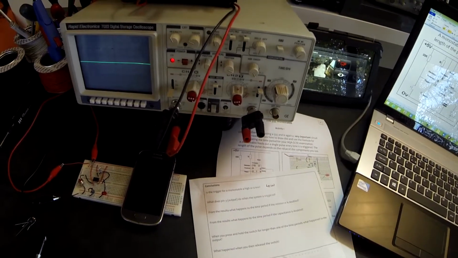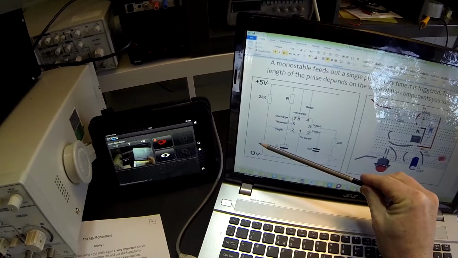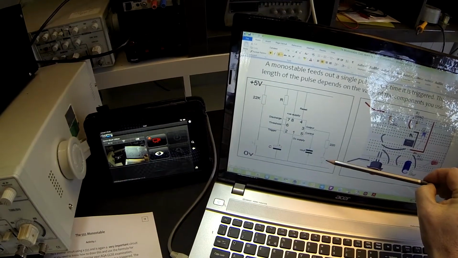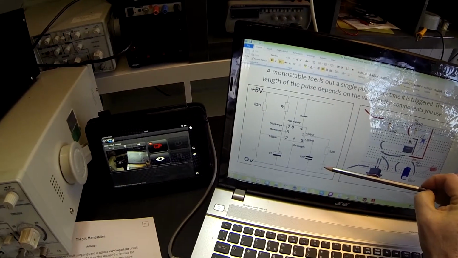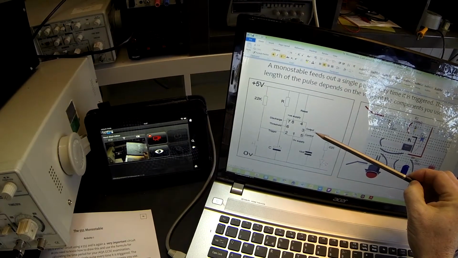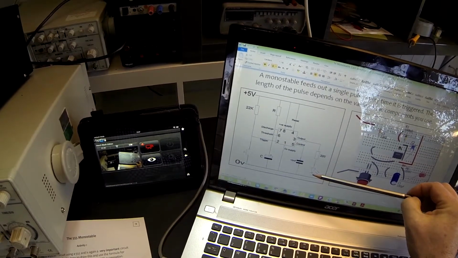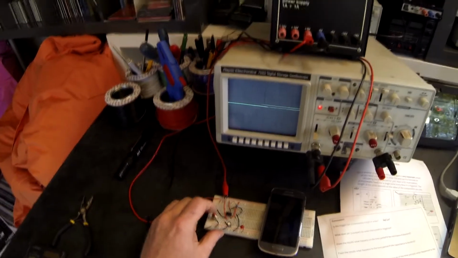What does pin 3 output do when the system is triggered? So if we look at our circuit again, when we press the switch, it turned the LED on. For the LED to come on, the output must have been high. And we were looking at that on the oscilloscope as well. Let's have a quick look and see how high that circuit went.